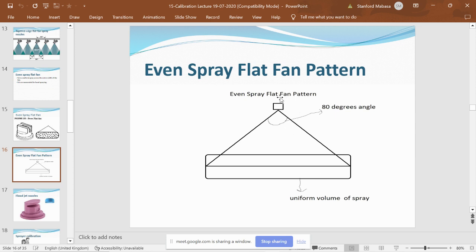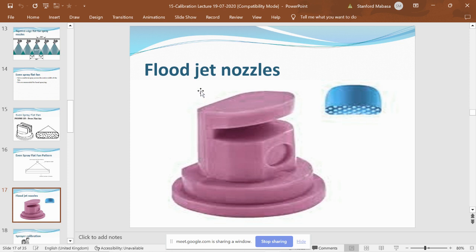So this is the spray pattern for the even spray flat fan. And at the end, it is straight. You don't have a tapered edge. This is a flat jet nozzle. This gives a wide swath, or you can cover a big area when spraying.